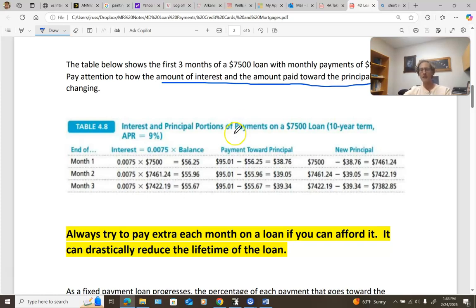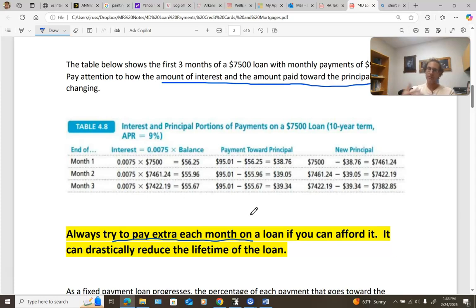That's why, guys, if you're financing something and you have some extra money, it's always a good idea to try to pay extra each month, especially at the beginning, because at the beginning is when most of your payments are going to interest. So if you were going to pay extra during the lifetime of the loan, it would be best to do it at the beginning, okay? If you can afford it.